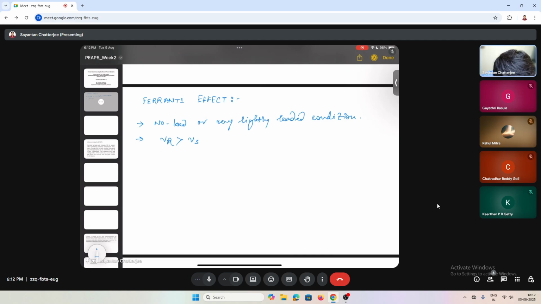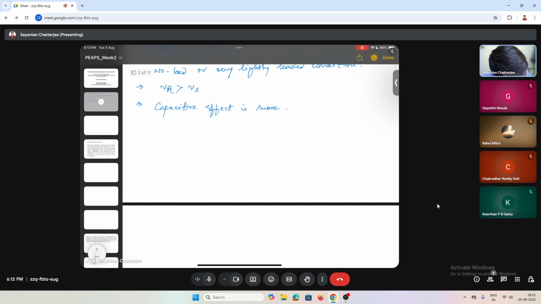This phenomenon is generally observed when the capacitive effect is more. And the other thing is that, as you are also aware, about the ABCD parameters, right? That Sir has discussed. So ABCD parameters, if one is aware.